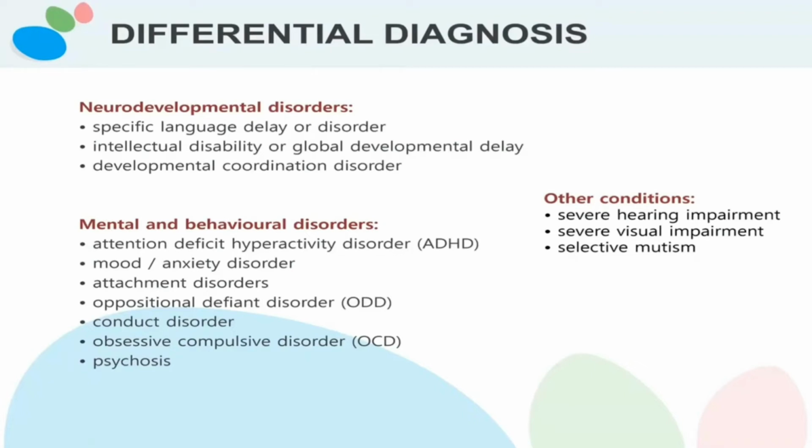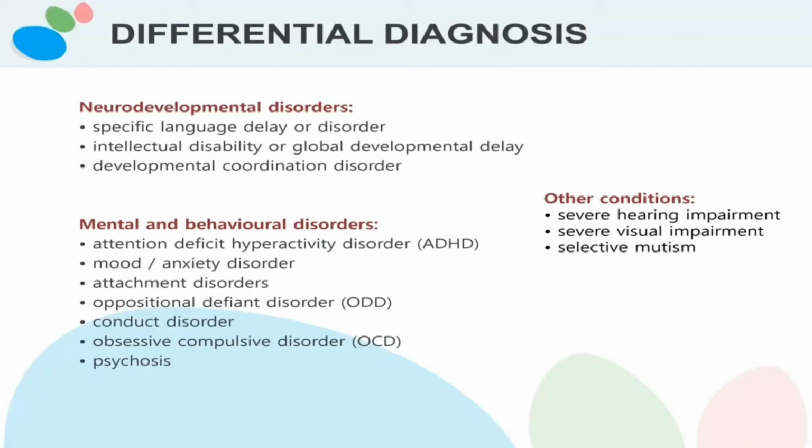Another important differential diagnosis, I'm not going to discuss all, is ADHD, attention deficit hyperactivity disorder. Because some autistic kids are quite hyper, quite active. Some are quite slow, playing quietly on their own and things like that. So it's important to differentiate whether this hyperactivity is part of autism or part of ADHD symptoms.